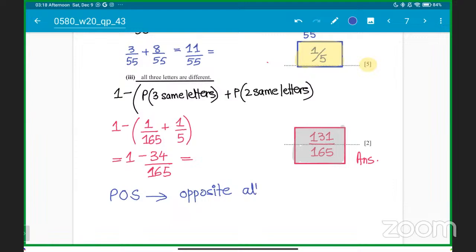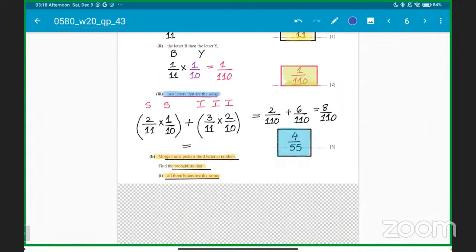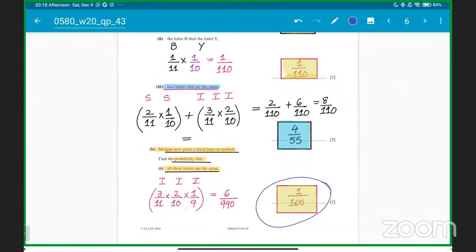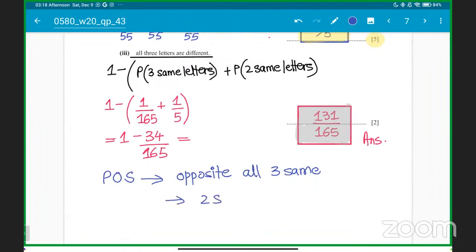All 3 letters are different, right, students? All 3 letters are same. We have already found out the probability that all 3 letters are same. And what's the other possibility? That there might be 2 same and 1 different, right?